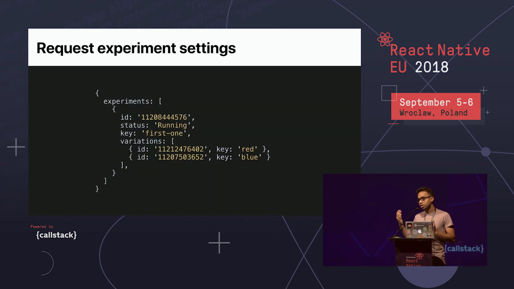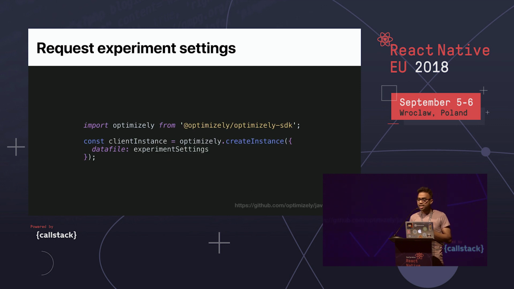So when you request experiment settings from the server, you get this JSON object. I've trimmed down a lot of other stuff which I don't need. It could be an array of experiments where each item has an ID, a status saying whether it's running or not running, and the different variations. The biggest thing here is the decision of whether the user would see the base or the variant, which happens in the app. And for that, Optimizely provides an SDK.